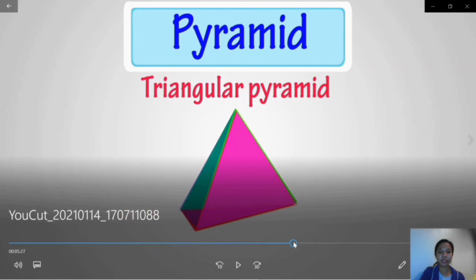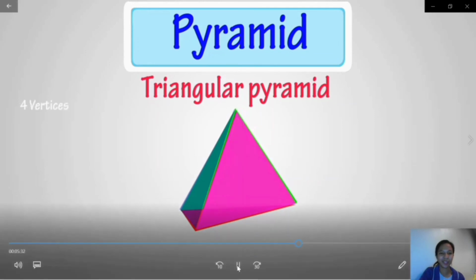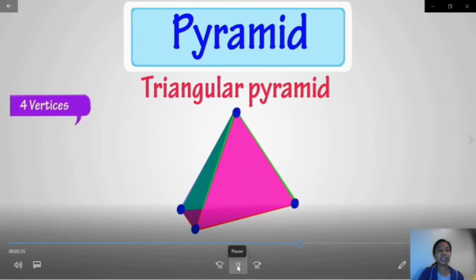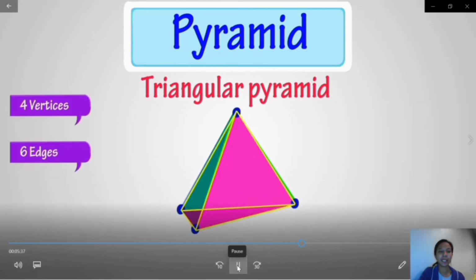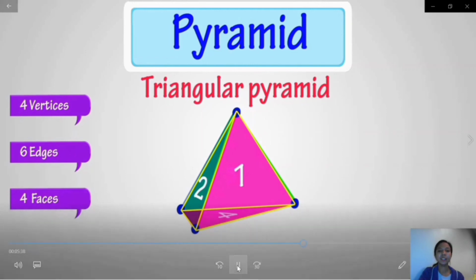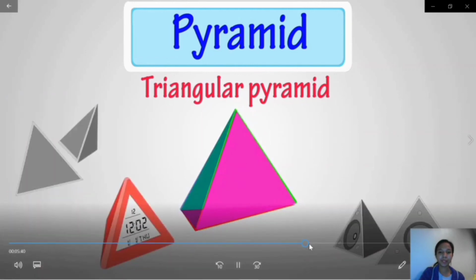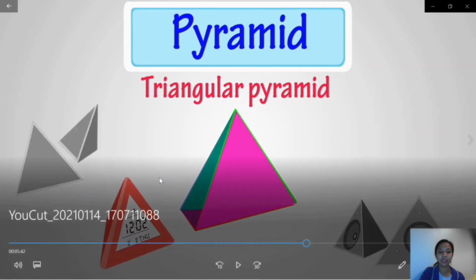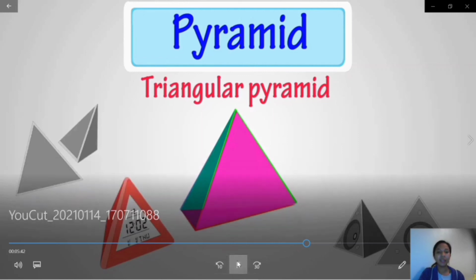Alright, so 4 vertices, 6 edges, and then 4 faces. Alright, please take note of that. Next type of pyramid. Okay, so these are the things that you can see around us. The real life example of a triangular pyramid. This one is a speaker, alright? Next.